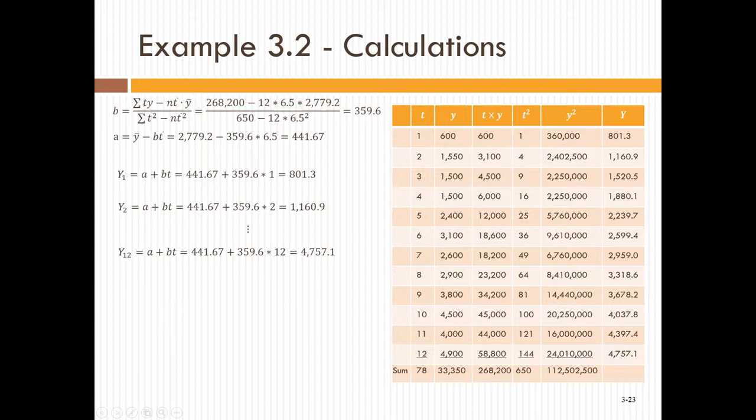So then when I go to estimate the demand for time period 1, it becomes A plus B times T, which is our A, again, our y-intercept of 441.67, and that doesn't change across our time periods, plus the slope, which is 359.6, and again, it doesn't change across the time periods. But we take the slope times the time period, finish out that calculation, and we know that our forecast for time period 1 is 801.3, time period 2, 1160.9, etc.